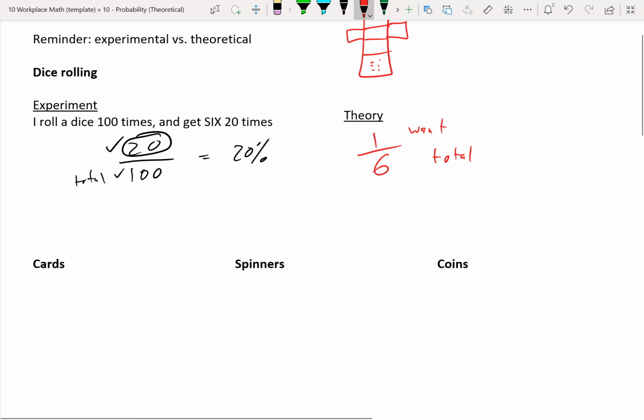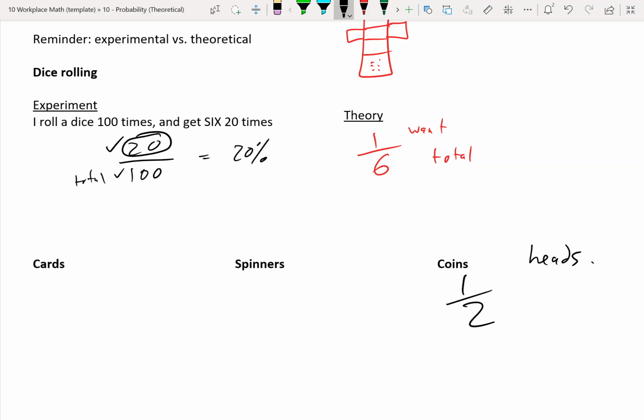Let's do a couple more examples so this makes more sense, because this is what we're trying to do now. We're not doing any experiments. If I flip a coin, how many outcomes are there? There's heads and tails, so there's 2 outcomes, so that's the bottom. If I want to know my odds of getting heads, there's only 1 heads on a coin, so it's 1 out of 2.